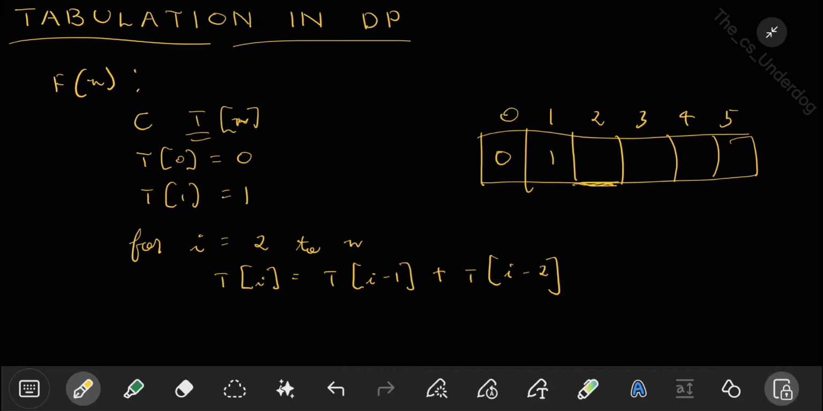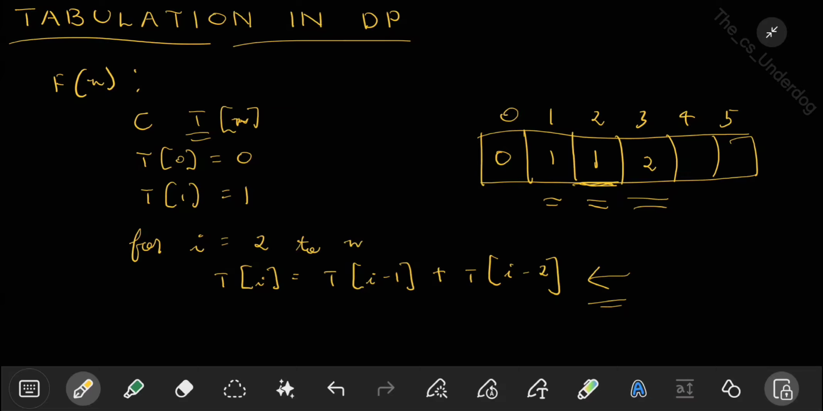In order to find t of 2, you will do t of i minus 1, which is t of 1, and t of i minus 2, which is t of 0, which will help you find out 0 plus 1 is 1. So this will be 1. How will you find t of 3? In this loop, you will do t of i minus 1 plus t of i minus 2, which is 1 plus 1, that is 2.